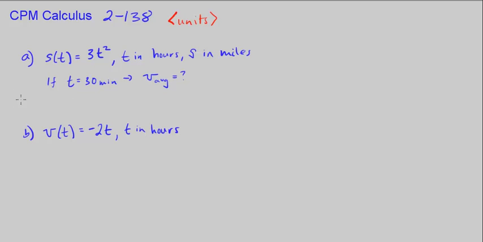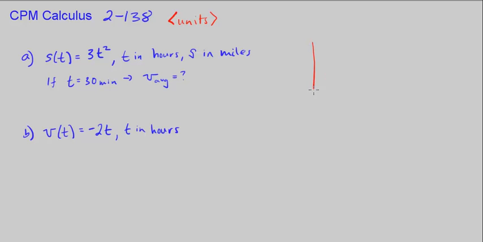While walking to school, Jaime's distance from home in miles was S of t equals 3t squared, where t is measured in hours. Sketch a graph of his distance. Okay, so let's sketch a graph of his distance.